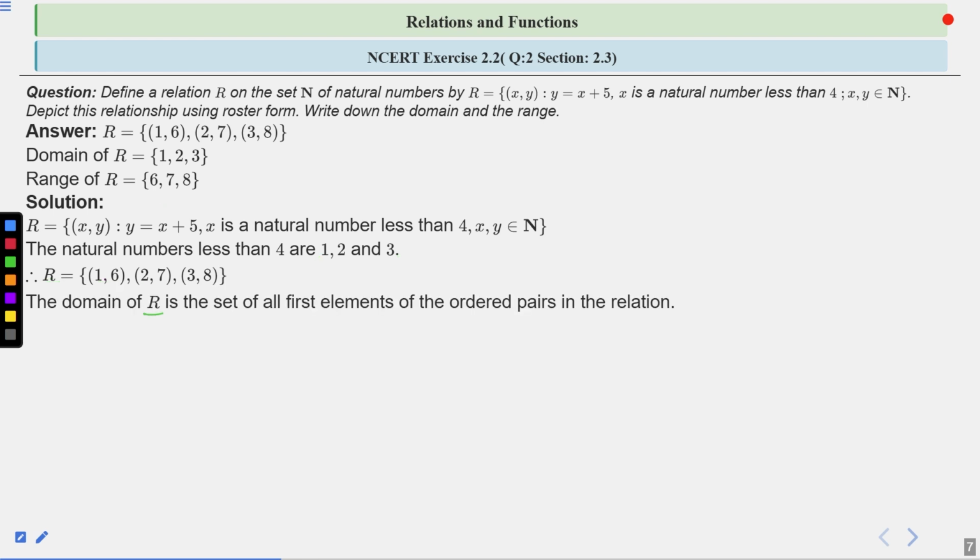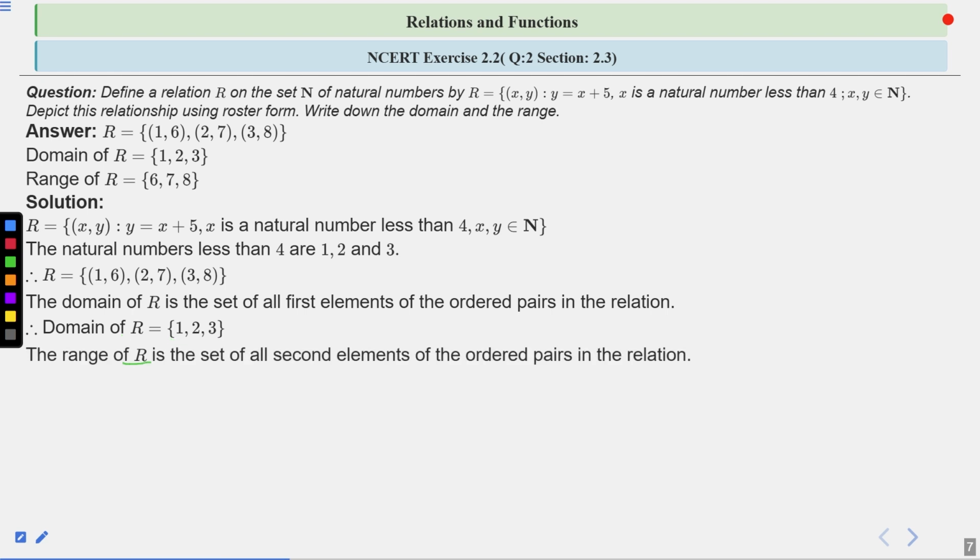Now the domain, quite simple. What you have to do in order to get the domain set is just collect all the first elements from the ordered pairs which are in the relation. So 1, 2, 3. So the domain of the relation R is simply this set 1, 2, 3.